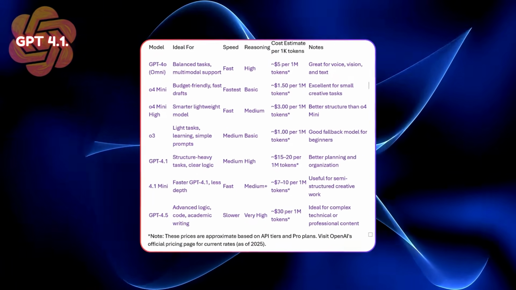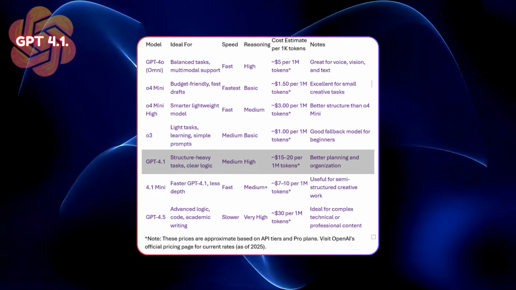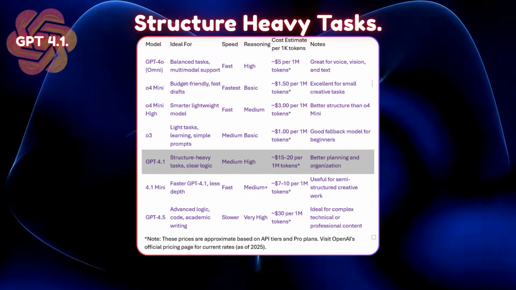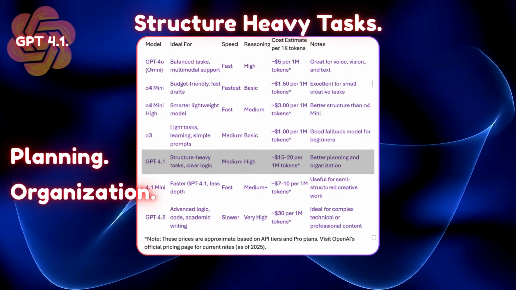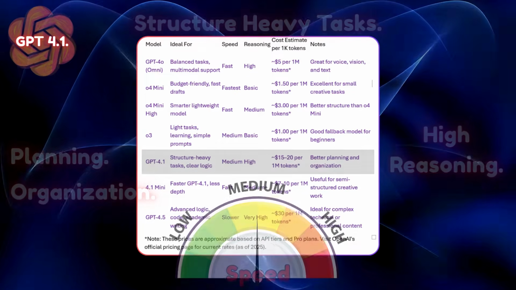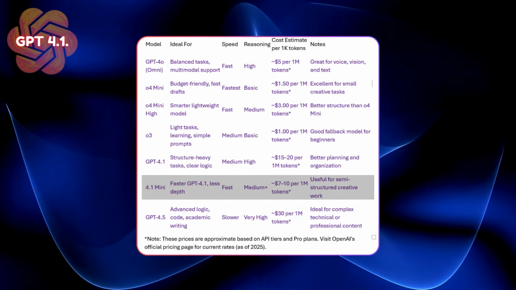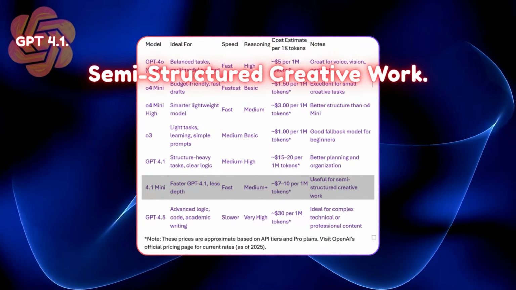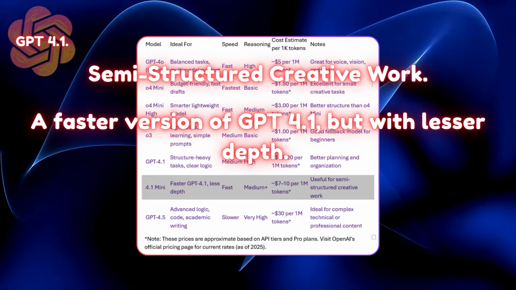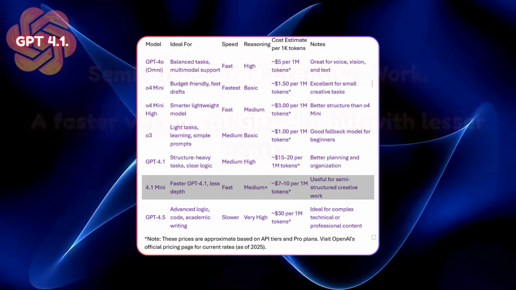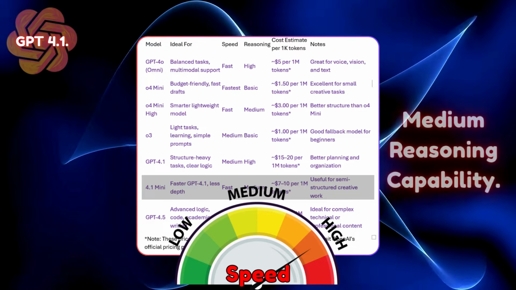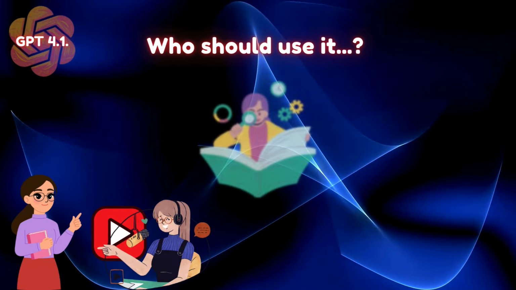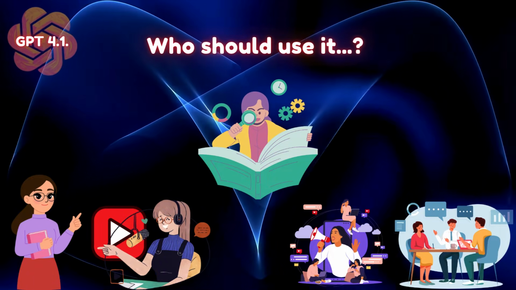The cost per 1 million tokens for GPT 4.1 is between $15 and $20. It is mainly used for structure-heavy tasks and provides clear logic for better planning and organization. It's medium fast with high reasoning. The cost for GPT 4.1 Mini is between $7 to $10 per 1 million tokens. It is useful for semi-structured creative work, a faster version of GPT 4.1, but with lesser depth. It's faster compared to 4.1 with medium reasoning capability. Who should use it? Teachers, YouTubers, researchers, marketers, or anyone who needs clarity and structure.